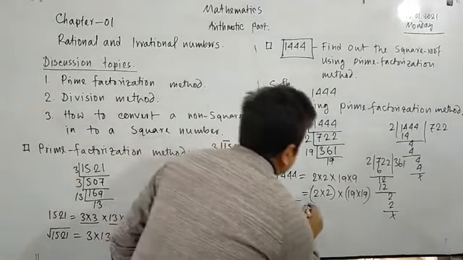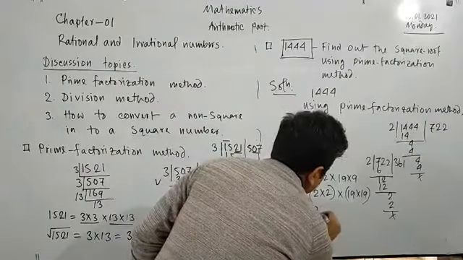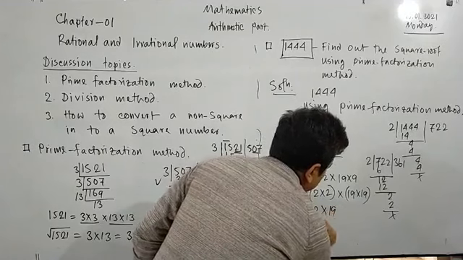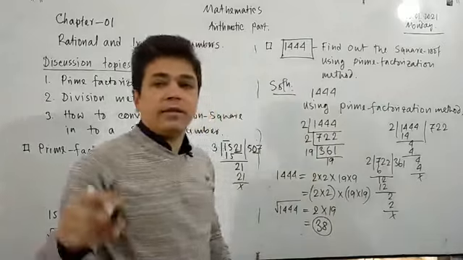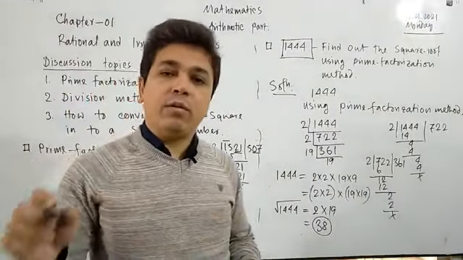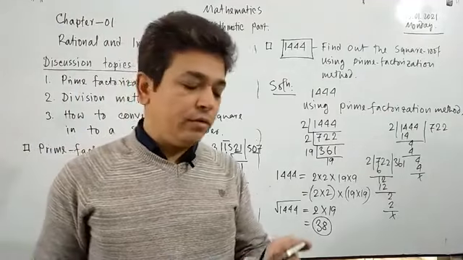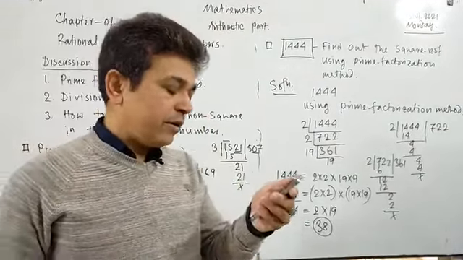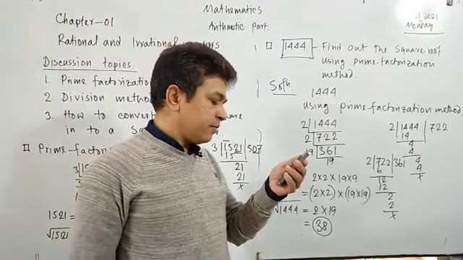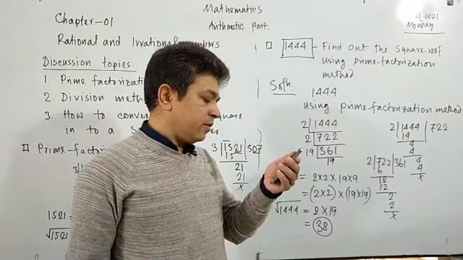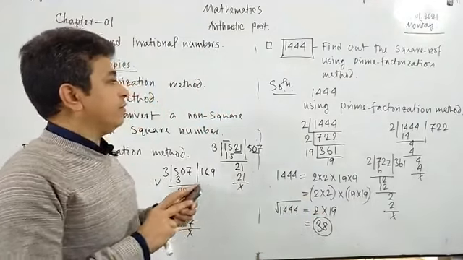Square root of 144 equals: you have to take one number from this pair first, every single pair, 2, and one number from here, 19. So 2 into 19 equals 38. So students who wrote 38, all of you are 100% correct. Congratulations and thank you so much, all of you who gave the effort and solved this one. Yes, it is 38.